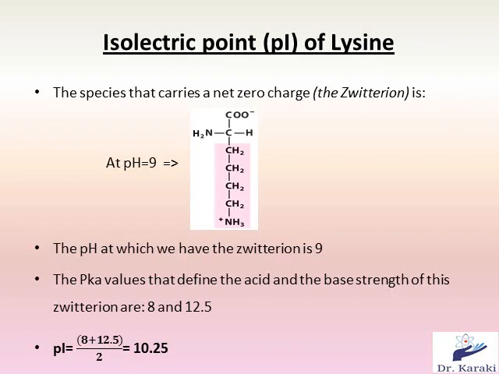The first step to calculate the isoelectric point of lysine is to identify the zwitterion species, which is the species that carries a net charge of 0. This is the zwitterion species which was found at pH 9. The second step is to identify the pKa's that define the acid and the base arms of this zwitterion, and they are 8 and 12.5. The third step is to take the average, so 8 plus 12.5 over 2, which gives 10.25.